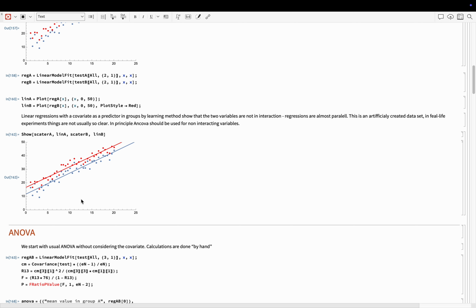Now, in real life data, usually this is not that elegant. And if it happens, if there is a significant interaction, we can either introduce an additional variable that takes the interaction into account, or we can just forget the whole method.